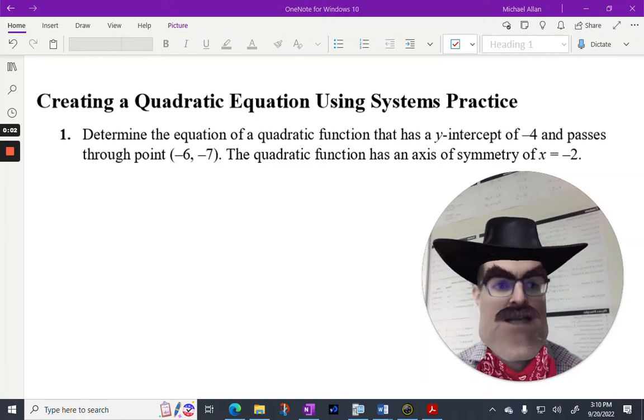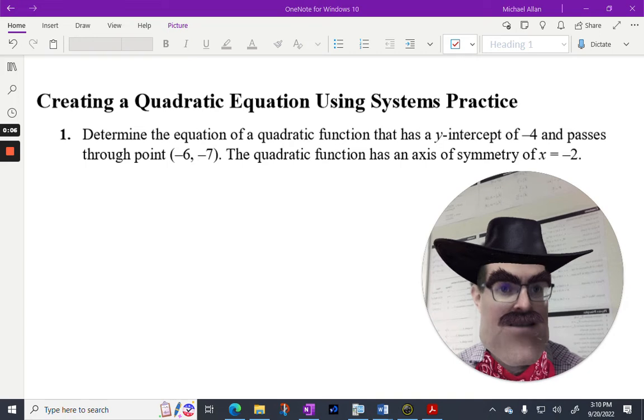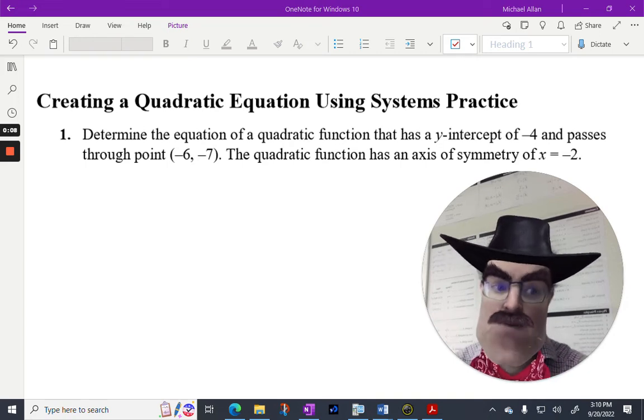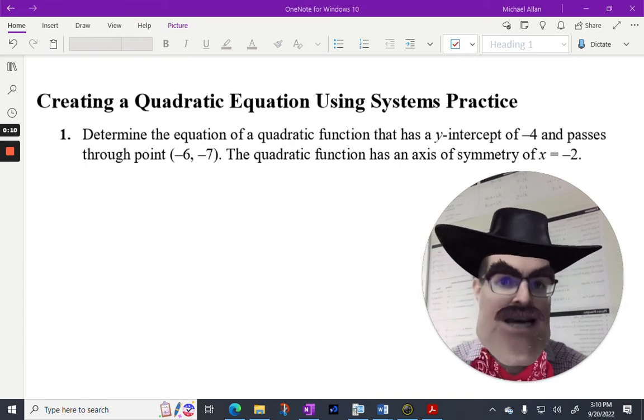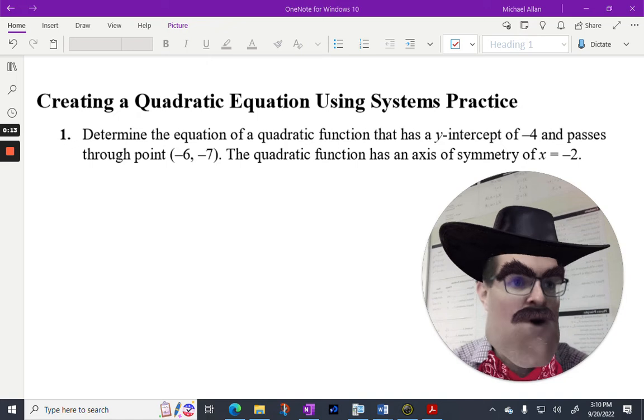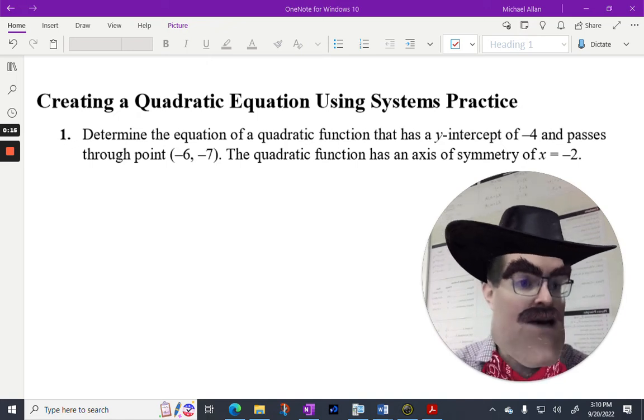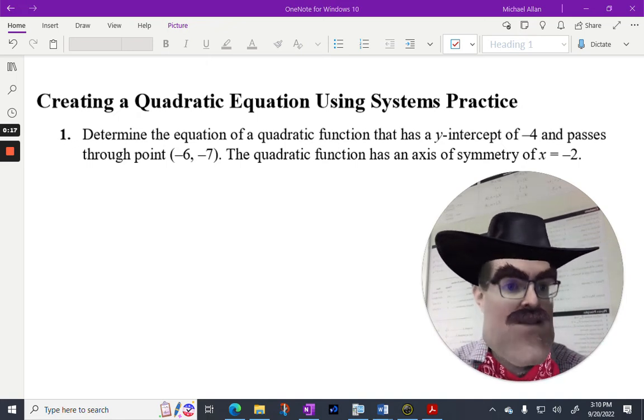Out of their Math 20-1. So I'm going to hopefully create some equations here using systems of equations. And hopefully this works better than the random garbage I had in class. I've kind of cherry-picked this a little bit better and created some decent equations. So let's give it a go here.